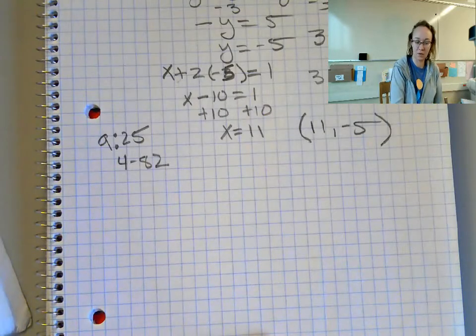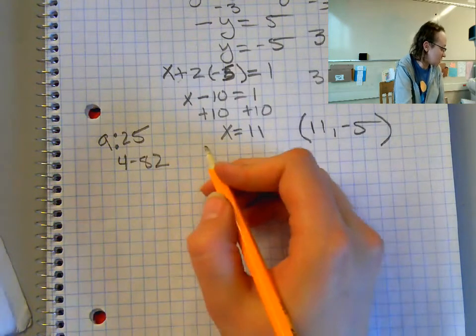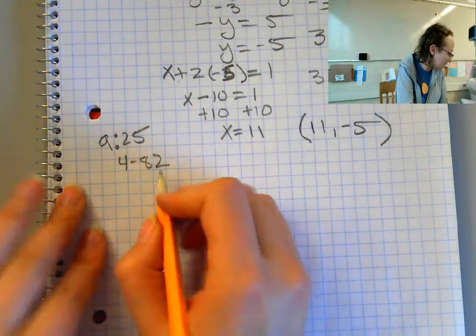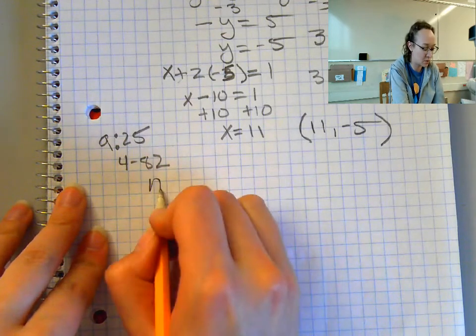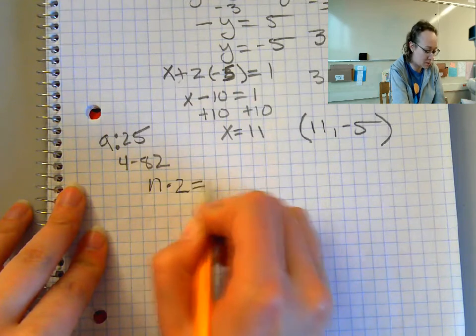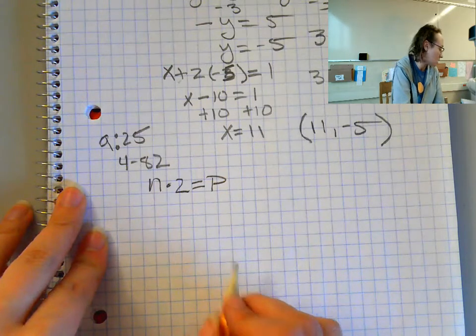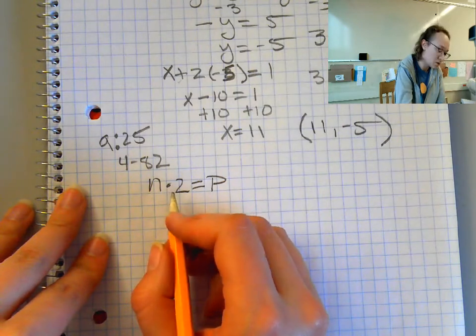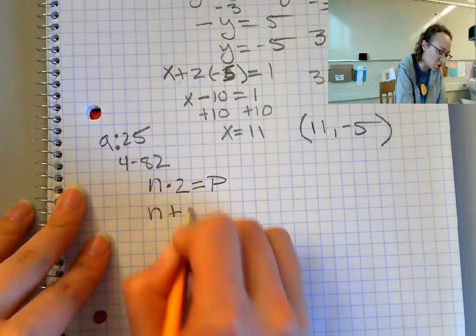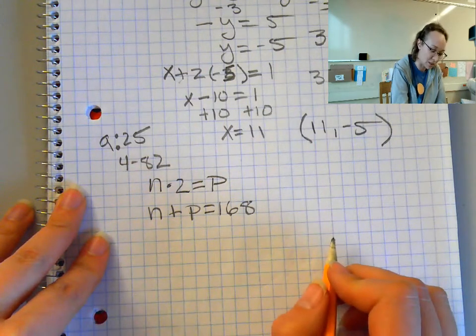All right, so the fruit pie recipe calls for twice as many peaches as nectarines. So that means that if I take the number of nectarines and I multiply it by 2, that gives me the number of peaches. Twice the number of peaches as nectarines. If it takes a total of 168 pieces of fruit, so nectarines plus peaches equals 168, how many nectarines are needed?